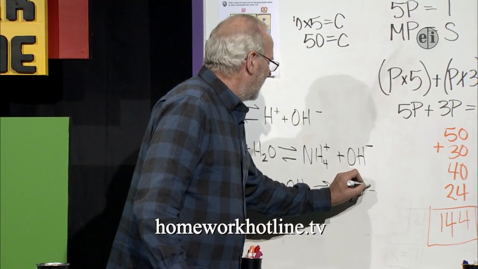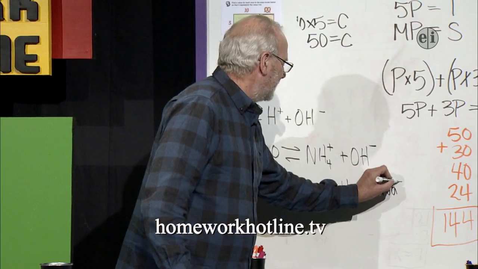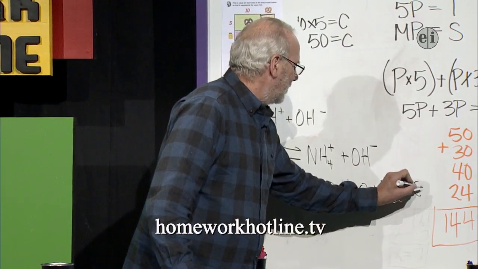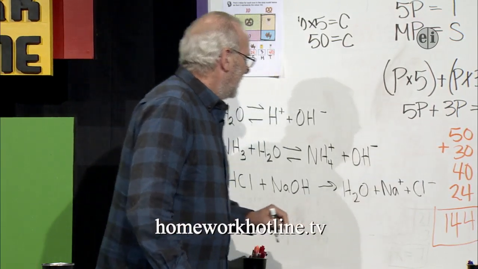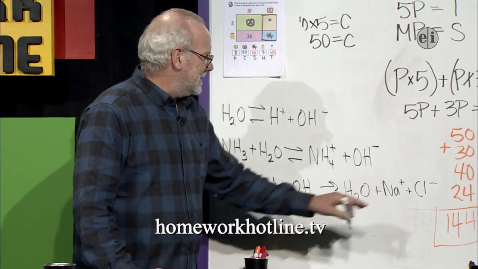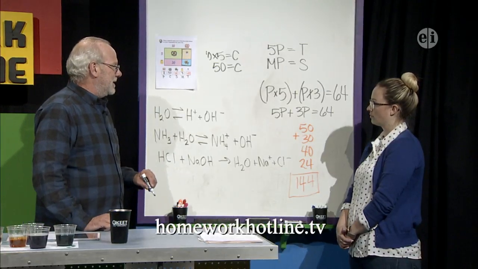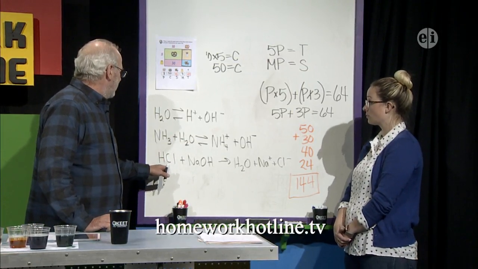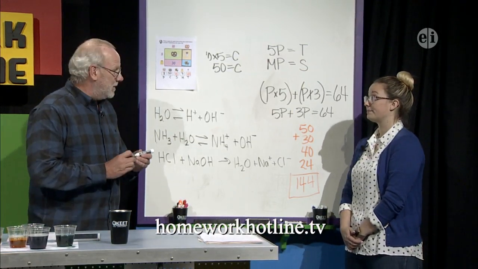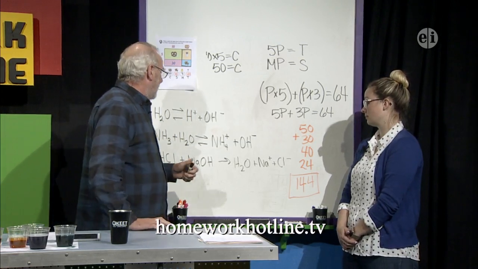And if it's in water, it's going to make sodium plus chloride in water. So it makes salt water. NaCl, sodium chloride, is just table salt. And so typically if you mix an acid and a base together, it's going to make some kind of salt and water. So that's why it neutralizes.